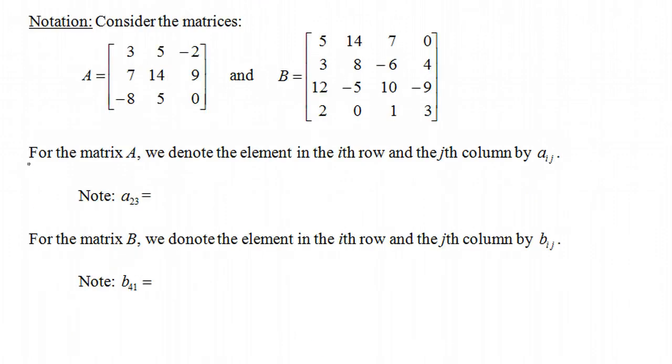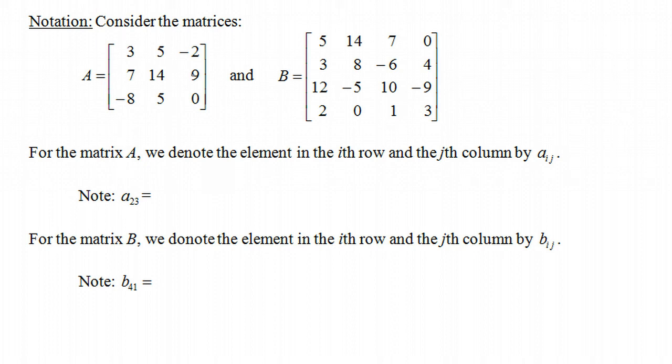Now let's go over a couple things with notation real quickly. Let's consider two matrices. I've named this first matrix A, capital A. Usually we use capital letters to denote a whole matrix. And B is this 4 by 4 matrix over here. For the matrix A, we denote the element in the ith row and the jth column by A sub ij. So for example, what is A sub 2,3?